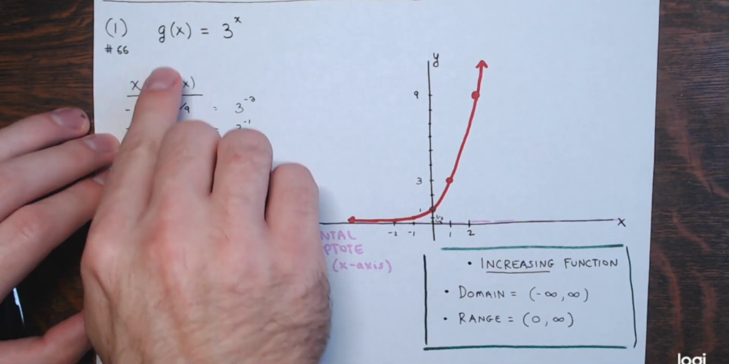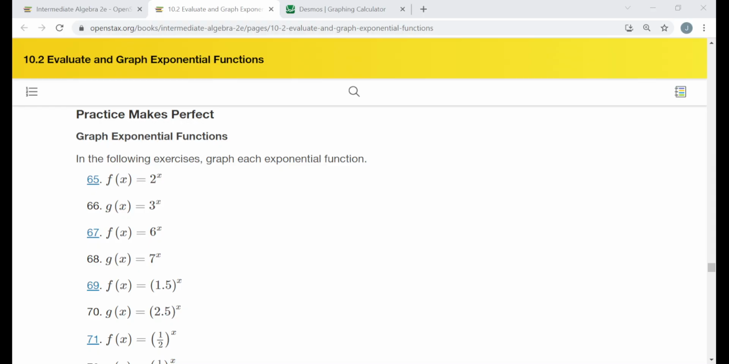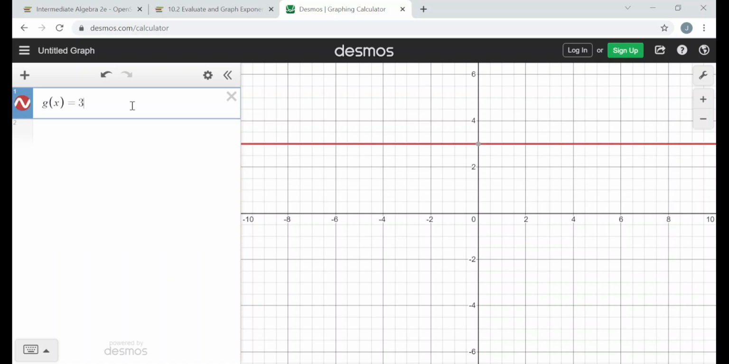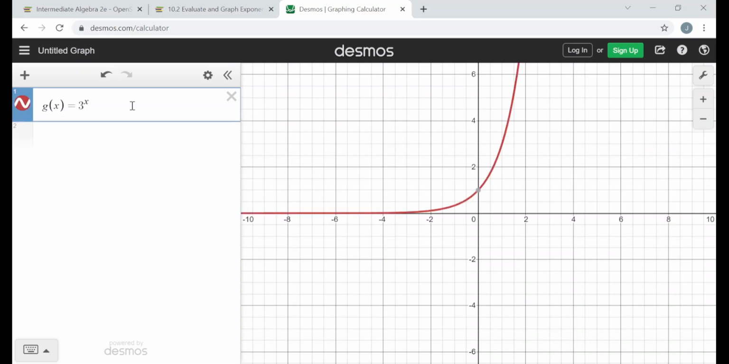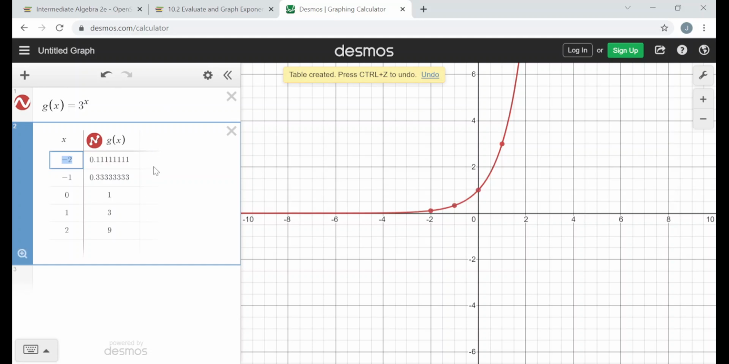All right, and then like I said, I'm going to go to the Desmos website. There's a free online graphing calculator at desmos.com. And I will enter this function and also the horizontal asymptote. We were given g of x equals 3 to the x power. And look at this here. I can add a table to this, and it points out some points here.